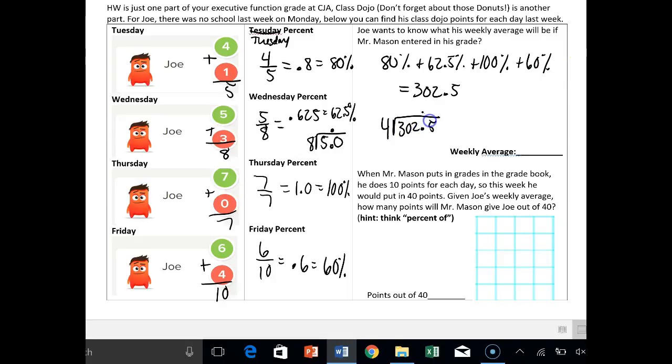302.5. All right, so 4 goes into 3, nope, but 4 goes into 30 7 times, that's 28. 2 left over, bring down your 2. 4 goes into 22 5 times, that's 20. With 2 left over, bring down your 5. 4 goes into 25 6 times. That's 24 with 1 left over. And I could keep going, but for right now, I'll just hold it there. So his weekly average is a 75.6%. Okay?